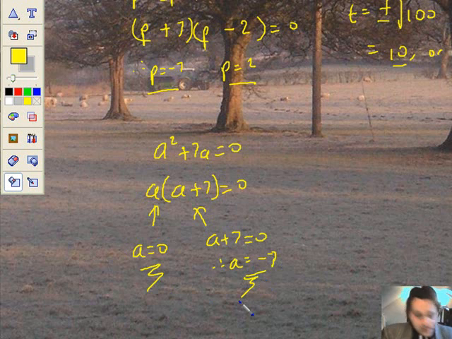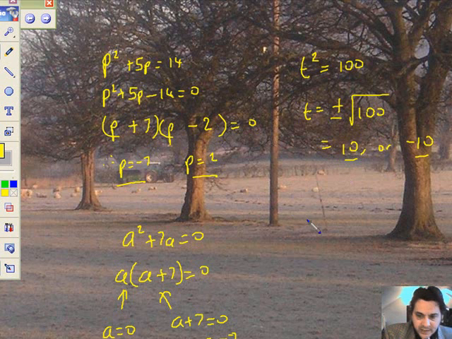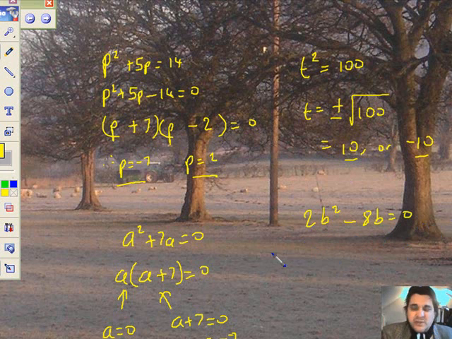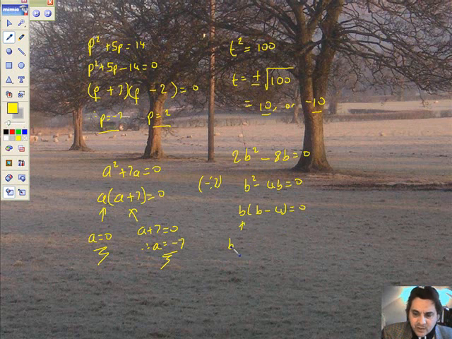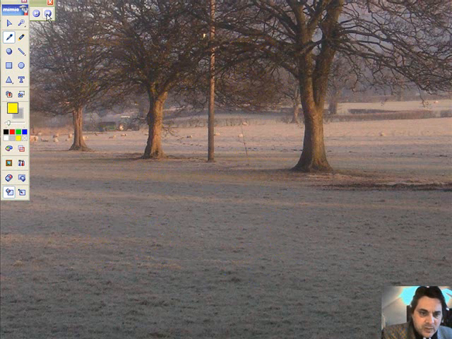Let's do a couple of grade A ones. Let's do the first grade A one here. I've got 2b squared minus 8b equals nothing, question 11. Let's factorise it down. Well, divide by 2 throughout really. So divide by 2, make it simple. So I've got b squared minus 4b equals nothing at all. Factorise to get the b out. So b(b minus 4) equals 0. Straight away I've got b is 0. And for this little bracket here, I've got b equals 4, because 4 minus 4 makes 0. There are the two solutions to that one.